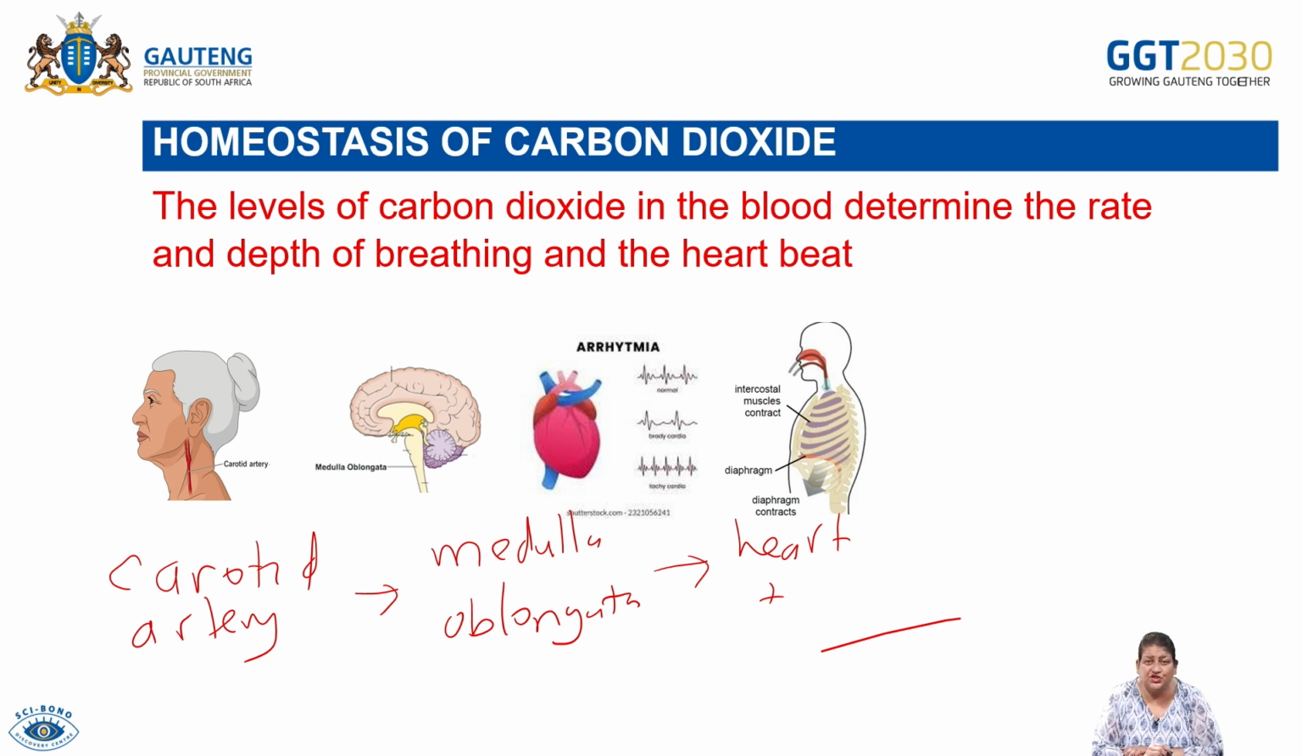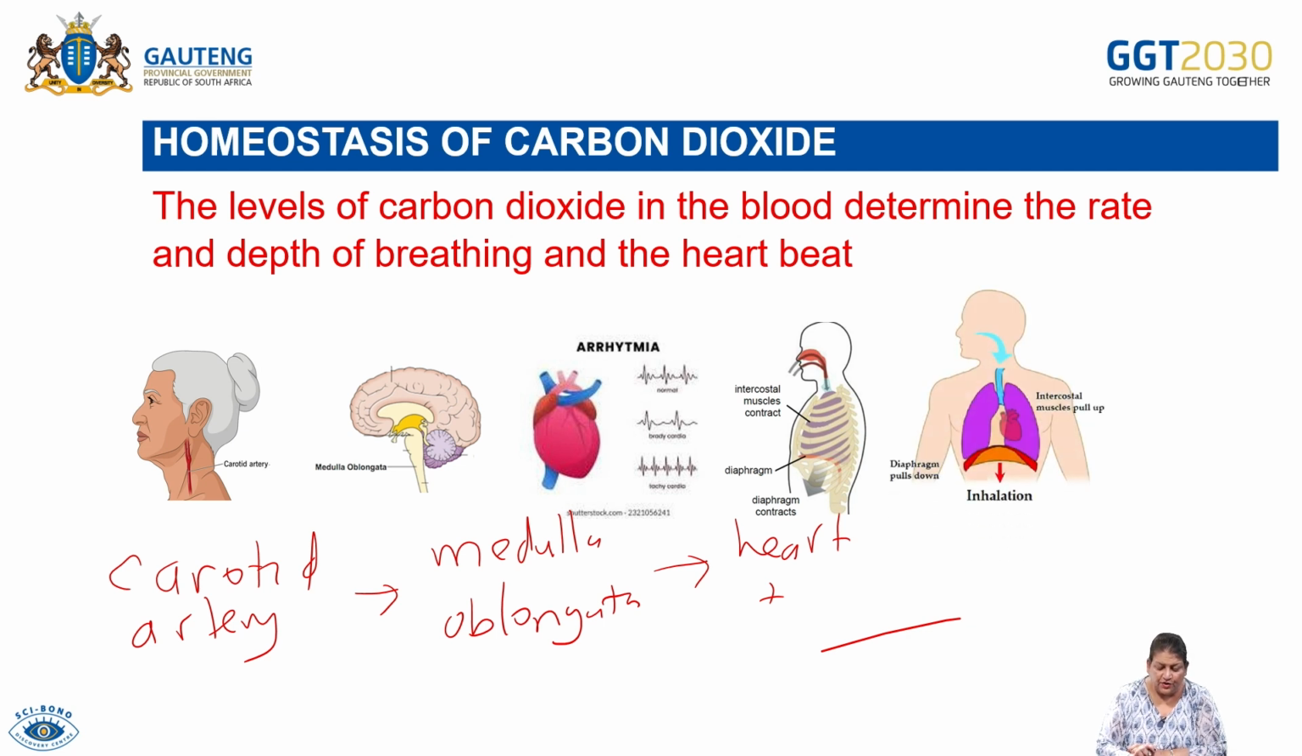Remember in gaseous exchange, we did the diaphragm and the intercostal muscles, which hold the ribs in place. The intercostal muscles, those are muscles. The diaphragm is a muscle. So the medulla oblongata sends a nerve impulse to the heart and the intercostal muscles and the diaphragm. And what does it do? It causes the breathing rate to increase. So the rate and the depth of breathing will increase.